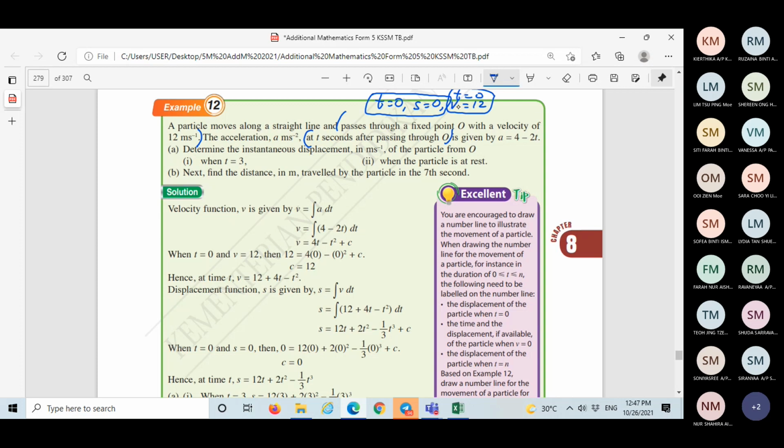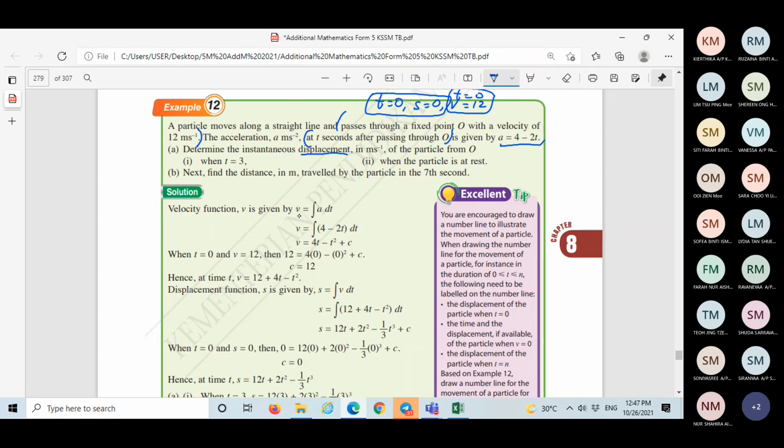These 2 sets of conditions, I will need them afterwards to find the C when you do the integration. Okay, continue. The acceleration A is given by this. So we start with this. Determine the instantaneous displacement of the particle from O. So they want the S, which means I need to integrate 2 times.